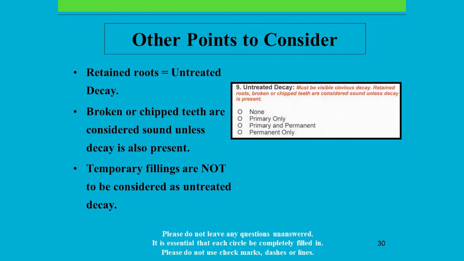Here are some other points to consider when coding untreated decay. Retained roots resulting from severely broken down decayed teeth are considered untreated decay. Chipped or broken teeth are considered sound unless decay is also present. Temporary fillings are not to be considered as untreated decay.